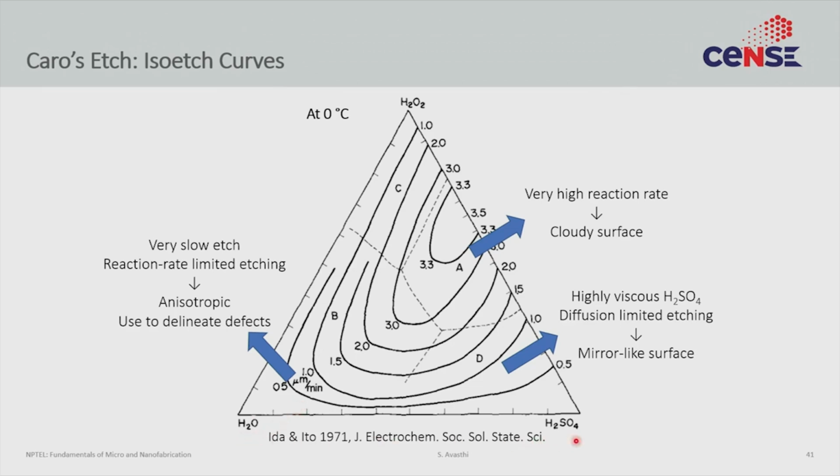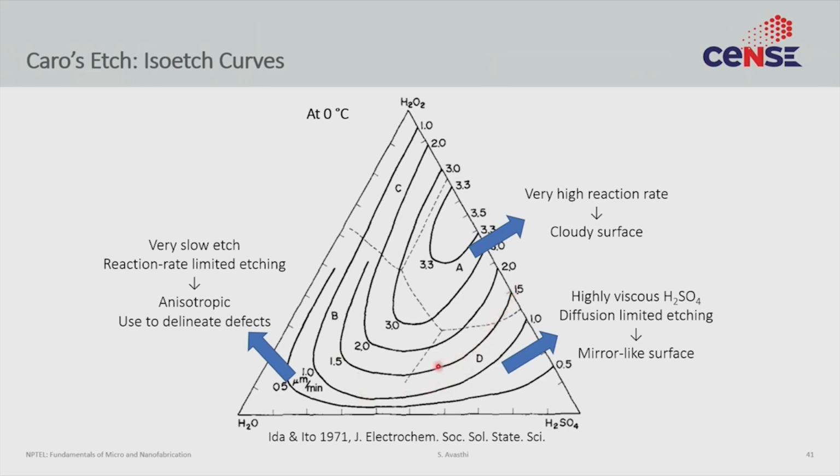And what you end up making is a very similar looking iso-etch curve, very similar to what we saw in the HNA lecture. So I will not go into details of how to interpret this curve. You can probably look at that lecture and interpret this curve similarly. For now, it's sufficient to say that what you're looking at is concentration of water on one axis, concentration of peroxide on another, and concentration of H2SO4 on the third. And you get these lines which represent constant rates of etching.